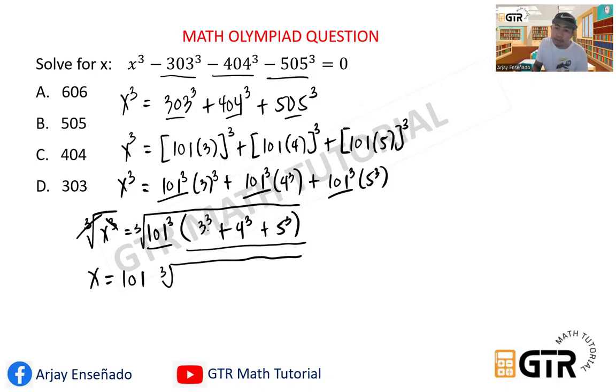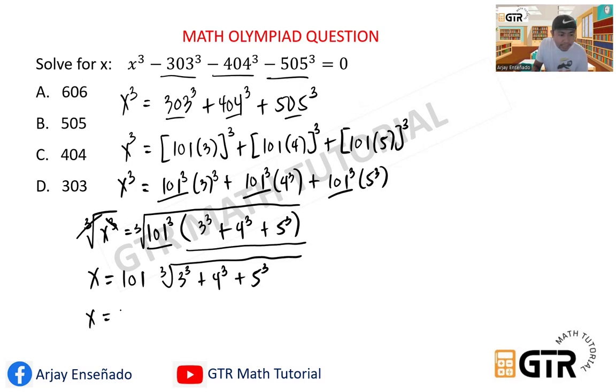So we can evaluate 3 cubed, 4 cubed, and 5 cubed. Let's rewrite first: 3 cubed plus 4 cubed plus 5 cubed. We cannot cancel the cube and the cube root because of this positive sign. So all we have to do now is evaluate the cubes and then get the sum.